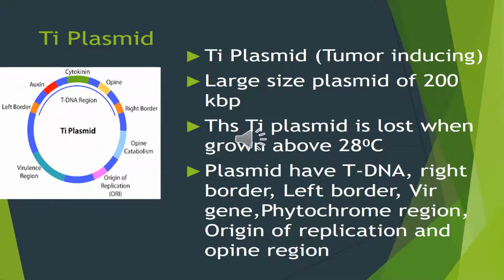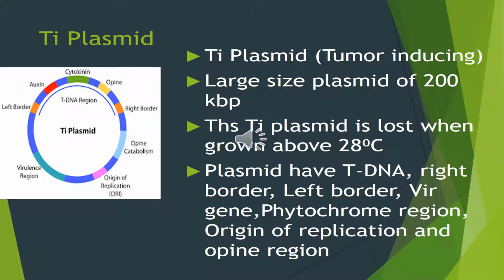Next topic of discussion is Ti plasmid, that is tumor inducing plasmid. Ti plasmid is a large plasmid of 200 kilobase pairs in size. The Ti plasmid is lost when Agrobacterium is grown above 28 degrees centigrade. That is, 28 degrees centigrade is its optimum temperature to grow. If it grows above 28 degrees centigrade, then there will be a curing of plasmid, that is the loss of plasmid. Such cured bacteria do not induce crown gall or any tumor.